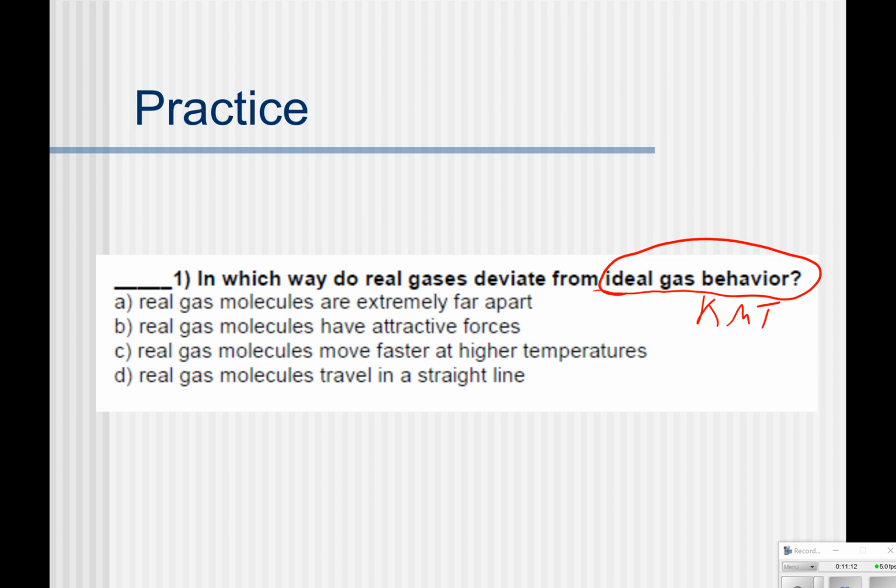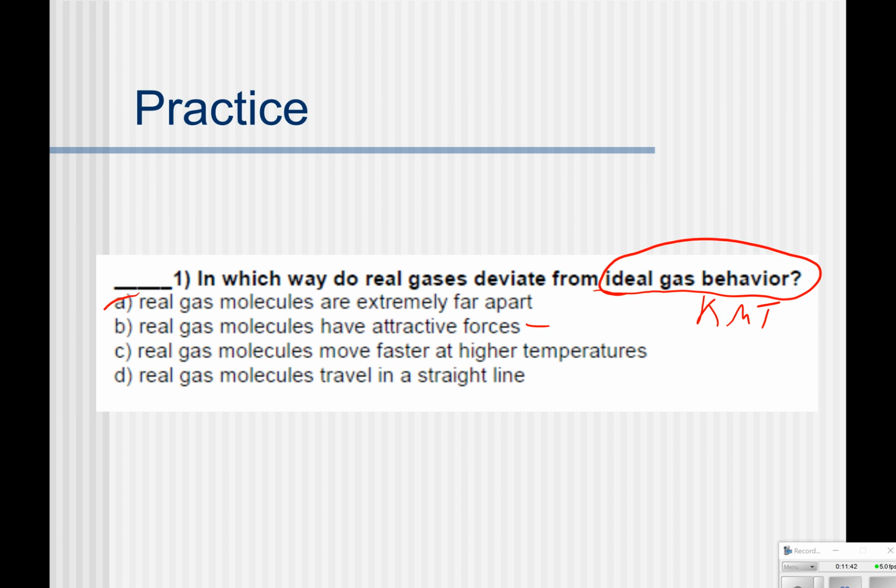Now, the first part said that gas molecules are extremely far apart from each other compared to their size. So this would be true. It's not a deviation from real gases. Real gas molecules have attractive forces. Well, the KMT said that ideal gases don't have attractive forces. So we'll come back to that one.